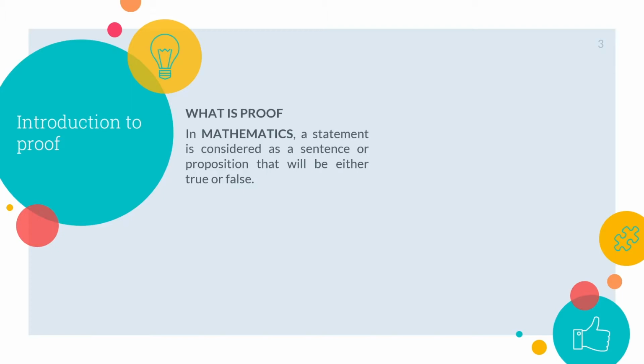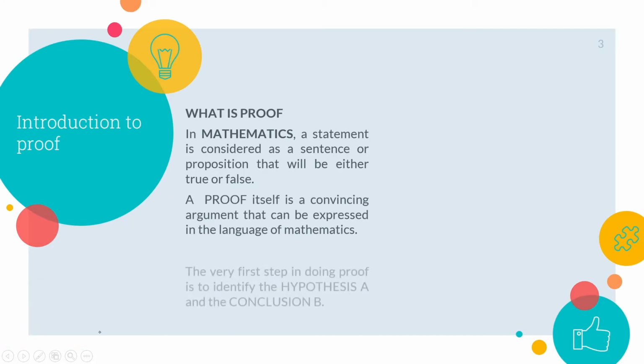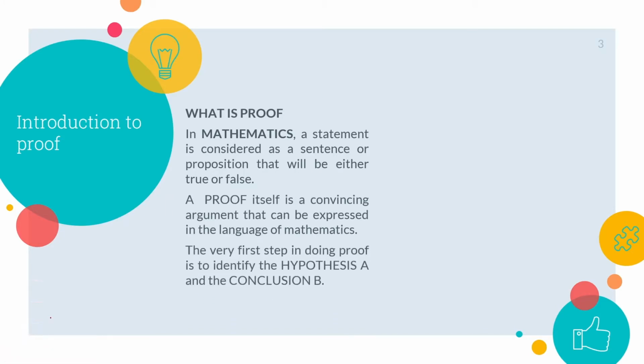I believe that this is what you have learned in chapter 2, which is you learn what is statement, what is not statement, and then you learn the statement is sentences or true sentences or false sentences. Okay, a proof itself is a convincing argument that can be expressed in the language of mathematics.